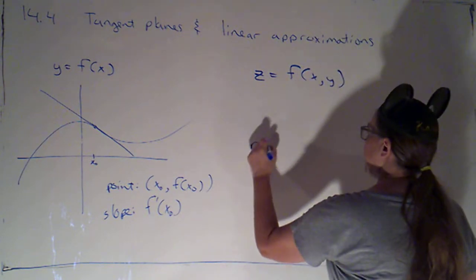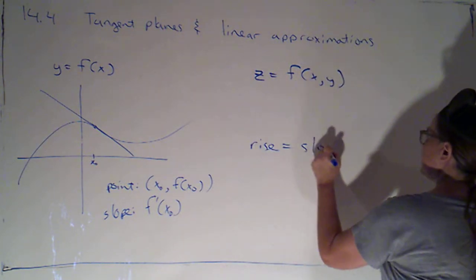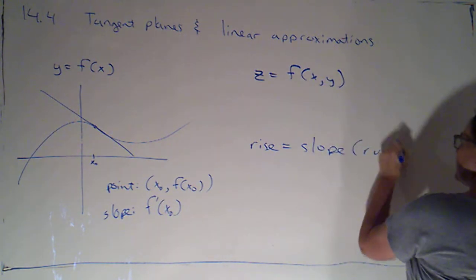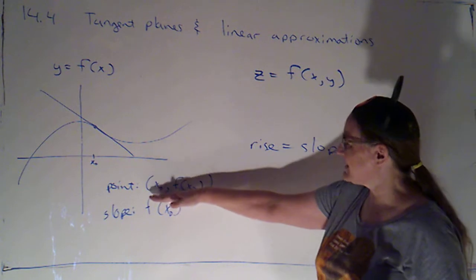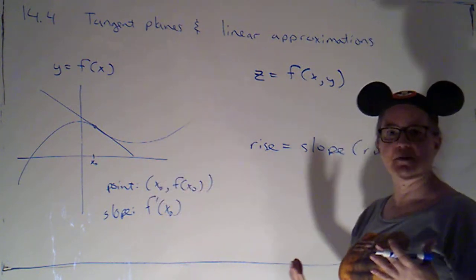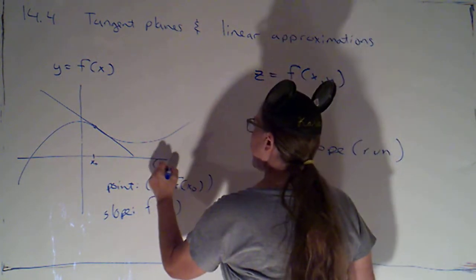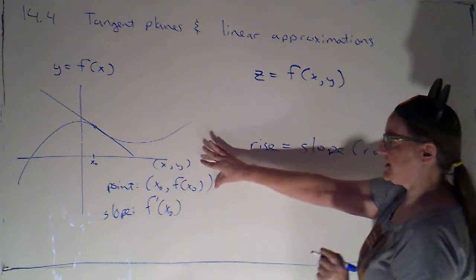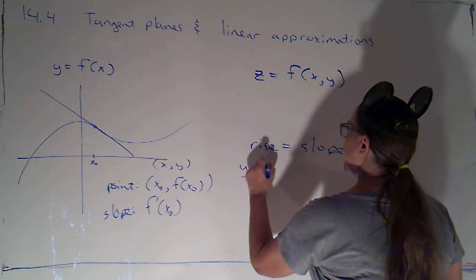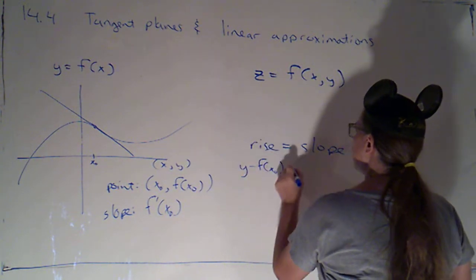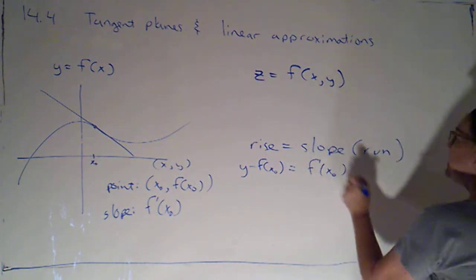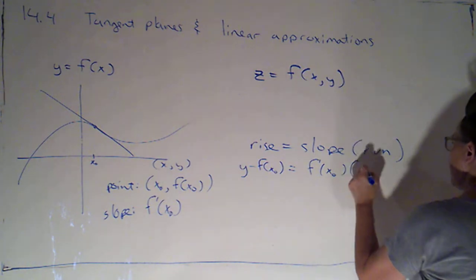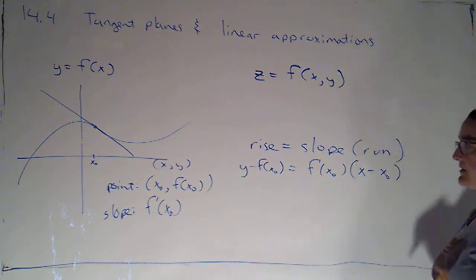I always remember that by just thinking rise is equal to slope times run, where I would calculate the run and the rise using this specific point and then an arbitrary point x, y. So that the rise would be the difference in y values. That would be y minus f of x naught. And that's equal to the slope, which is f prime of x naught, times the run, which would be x minus x naught.